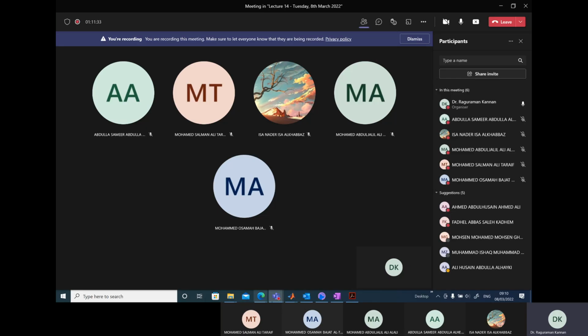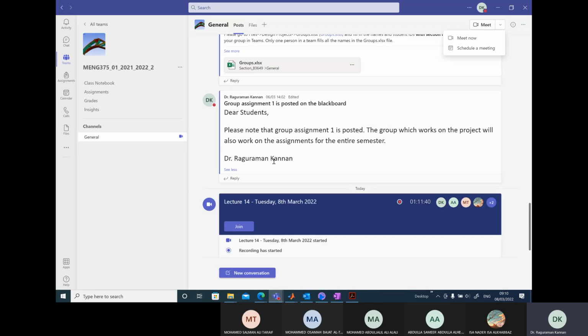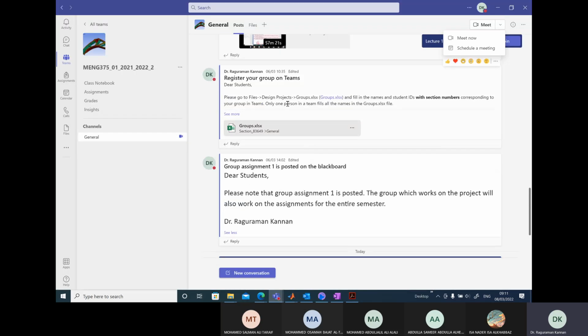Okay, so before I continue, I posted something on Teams. I wanted you guys to go online and register for the groups. Please, if you have not registered for the groups, please register now. Where do you register for the groups? Again, you have the link directly here. You can click on it and then start filling up the groups.